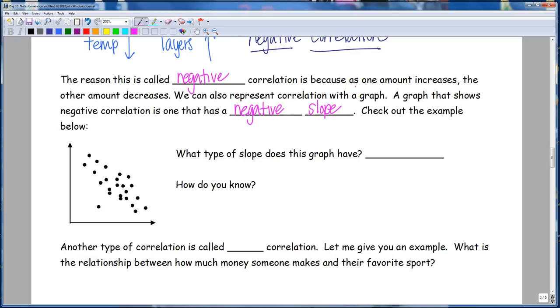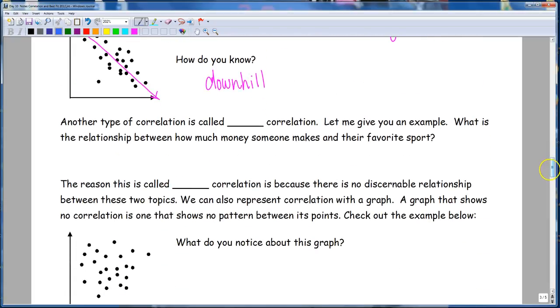All right, so again, you've got this graph right here. If you were to draw a line through the points that kind of model the direction of the points, you would notice this line has a negative slope. And I know that because the points and the line are both trending downward or downhill. All right, so we talked about positive correlation, we talked about negative correlation.